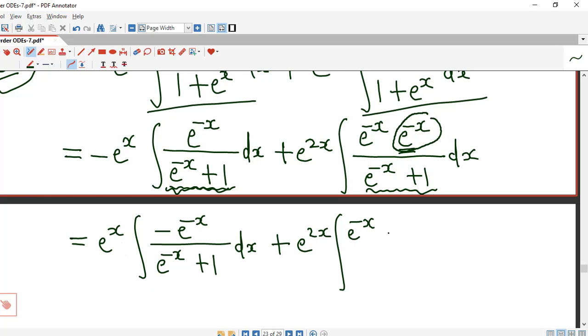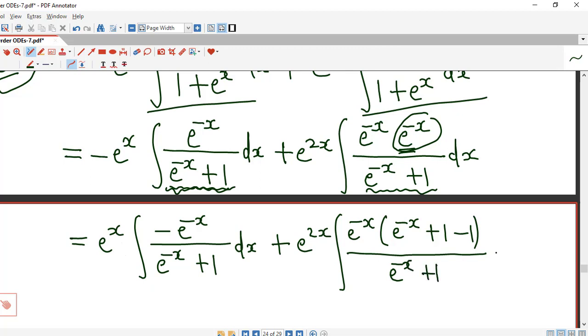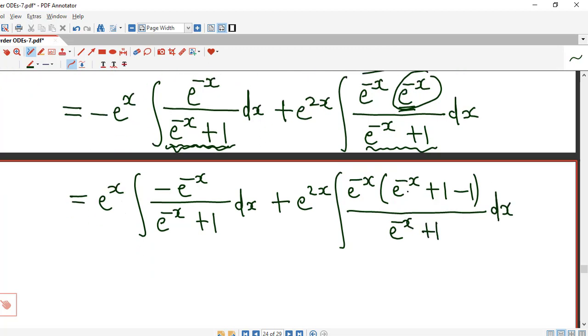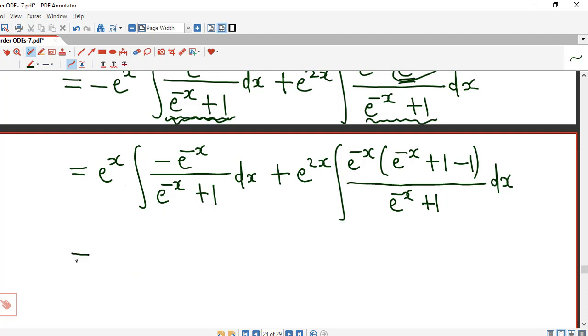This we write as e raised to minus x rewritten as e raised to minus x plus 1 minus 1, and here we keep this as it is, e raised to minus x plus 1, integration with respect to x. Now e raised to x as it is, here this is e raised to minus x plus 1 whose derivative is minus e raised to minus x, which is in the numerator. So we have logarithm of e raised to minus x plus 1.